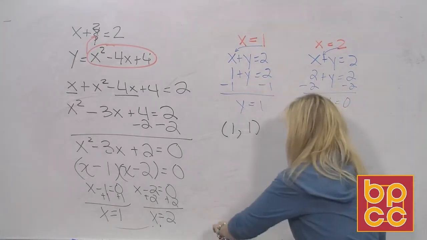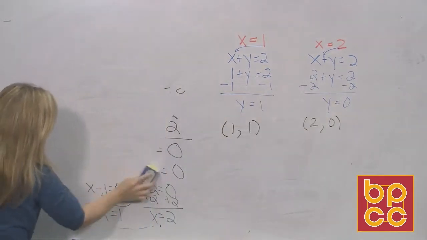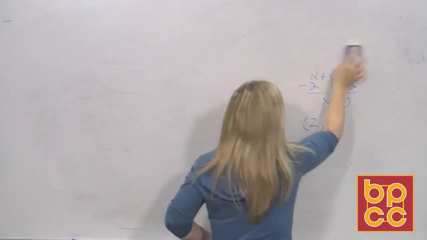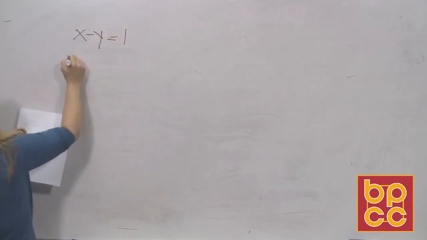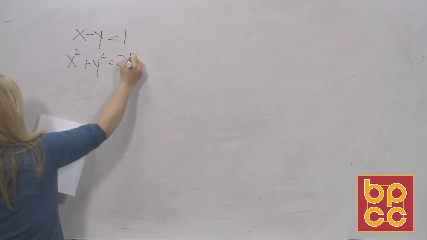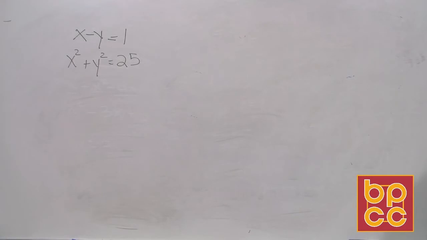All right, let's try our second example on the notes. So let me erase all this lovely work we just did. All right, our second set of systems is x minus y equals 1. X squared plus y squared equals 25. All right, it's a system. It's more than one equation.